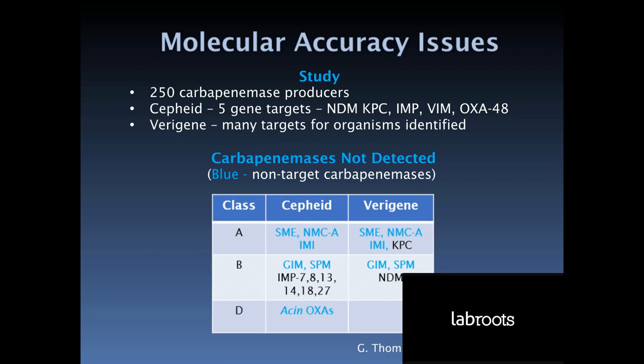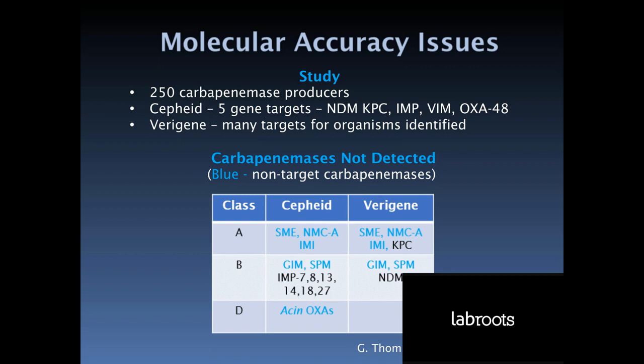This slide reinforces the point that negative molecular tests can be falsely negative, which is important to remember. The table data are from a study in which the Cepheid and Verigene assays were used to test 250 well-characterized carbapenemase producers. The Cepheid PCR targets are the carbapenemase families referred to as the Big Five: NDM, KPC, IMP, VIM, and OXA48. The Verigene microarray has more targets, but requires an organism identification to detect them.